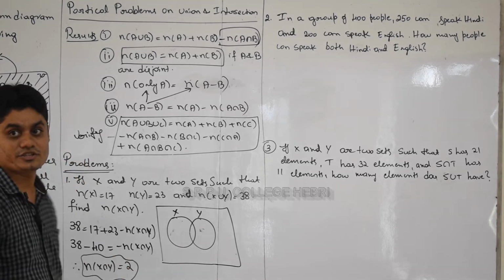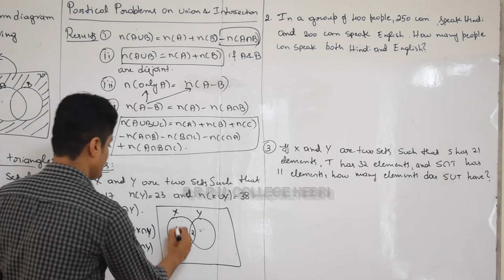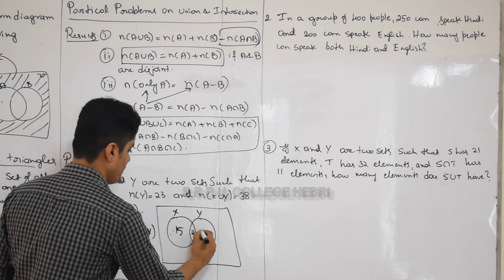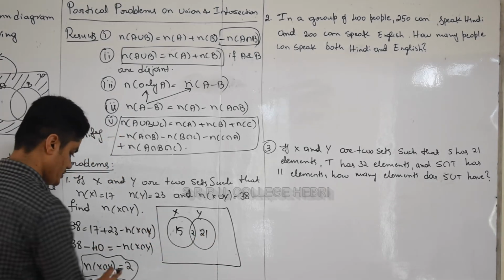n of x intersection y is equal to 2, and this is a common part. Written like this, we can write this as 15 and here as 21. Problem is done. So when you know the intersection, you can use a Venn diagram.